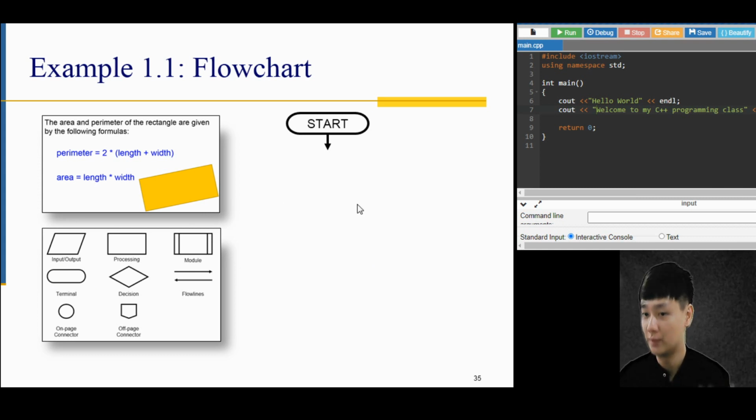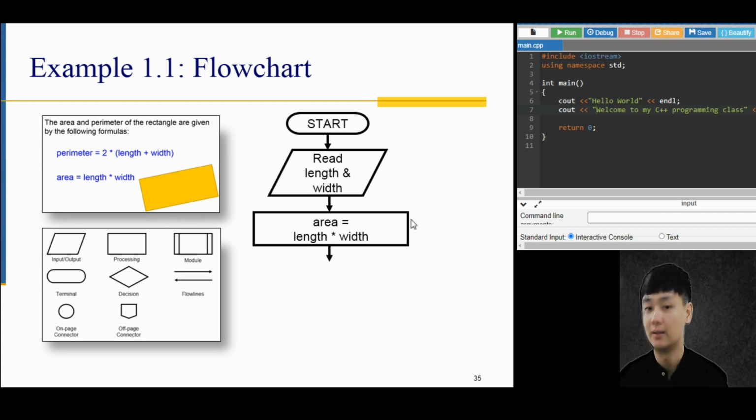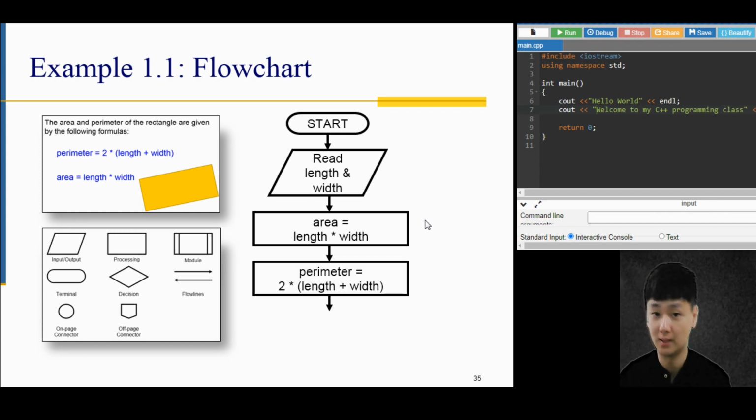The next step is you have to get the user input for the length and the width. Since you are getting the input, you have to use the input symbol. Once you have the input length and width, you have to calculate, process what is the area: area equals length times width, and what is the perimeter. So this is the processing, computing. You use the processing symbol to calculate the area and the perimeter.